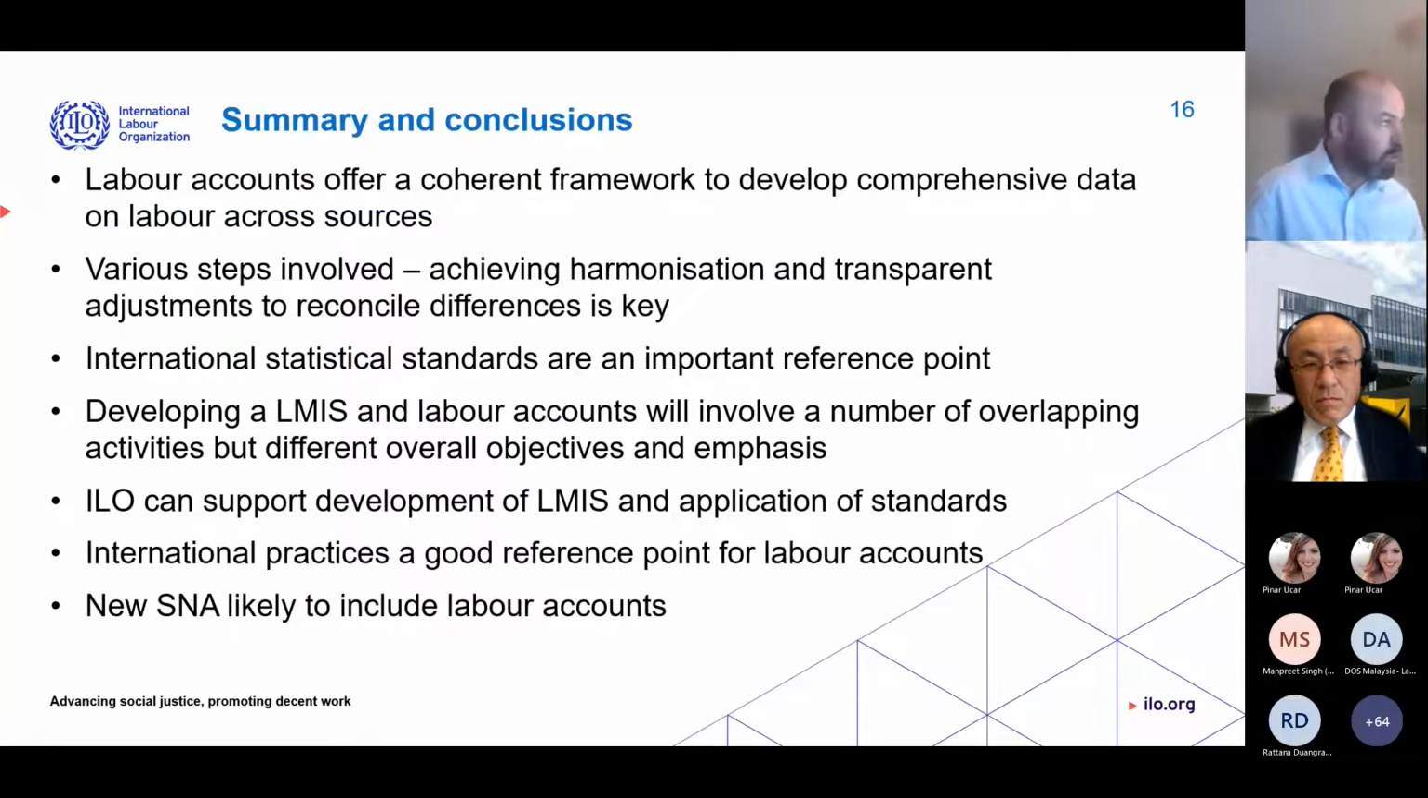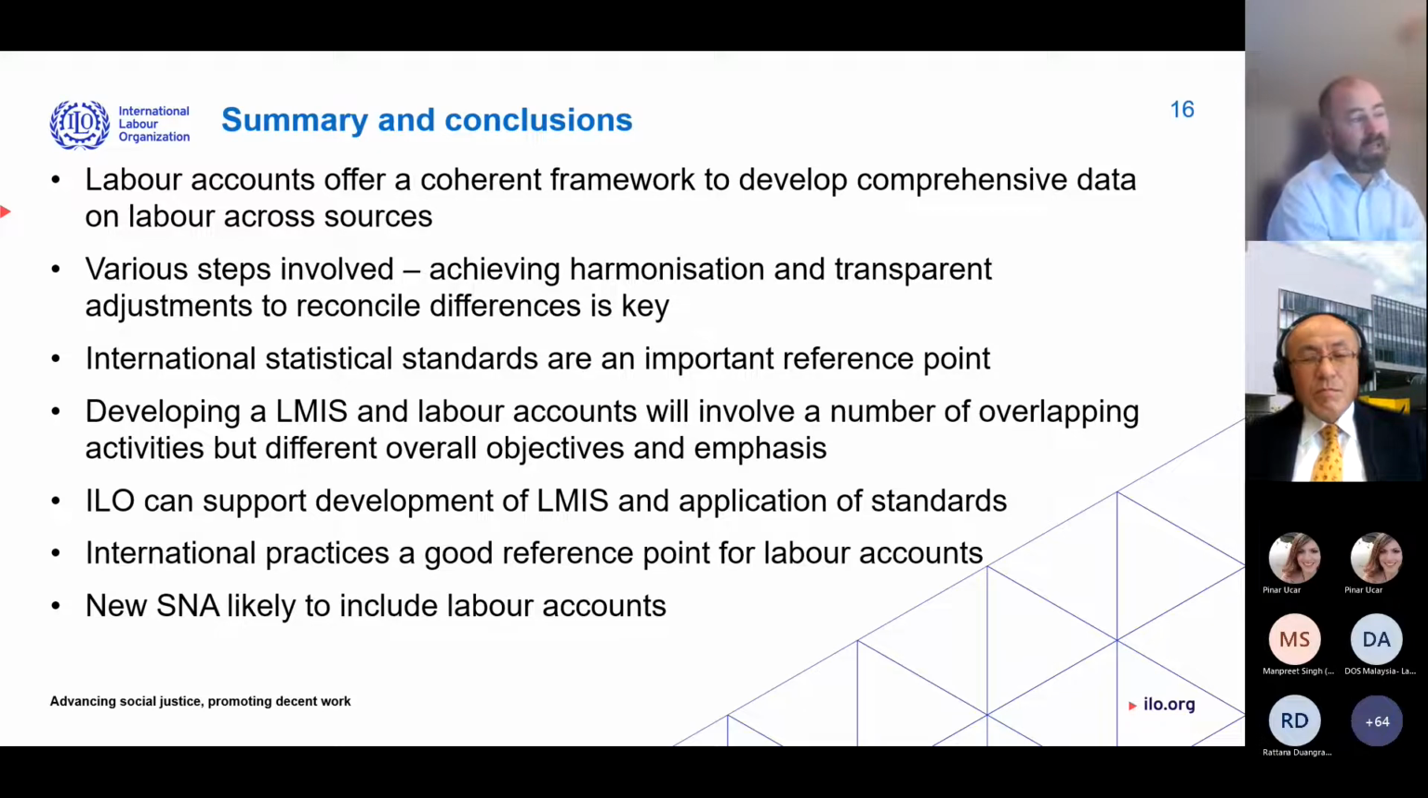So my summary and conclusions, labor accounts offer a coherent framework to develop comprehensive data on labor across sources. That's the opportunity they offer. There are various steps involved. Achieving harmonization and transparent adjustments to reconcile differences is a key part of this process. You have to bring the data together and make efforts to make it coherent. International statistical standards and classifications are an important reference point in this process.